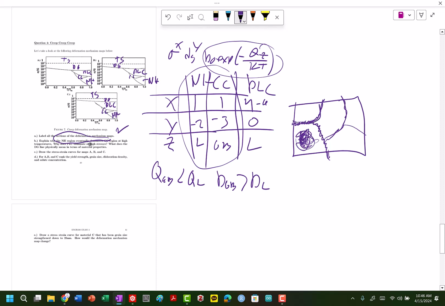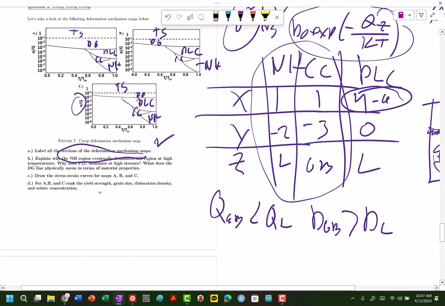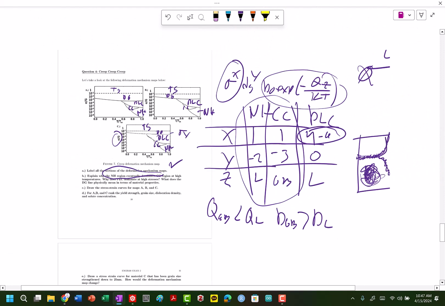Why does PLC dominate at high stresses? Well, because of the scaling factor right here. This power law is basically stress to the 4 to 6 power, so if we're anywhere near this higher region on my y-axis, it's going to dominate for sure. DG, that line is just my yield stress. So there we go. Draw the stress strain curves for A, B, and C.